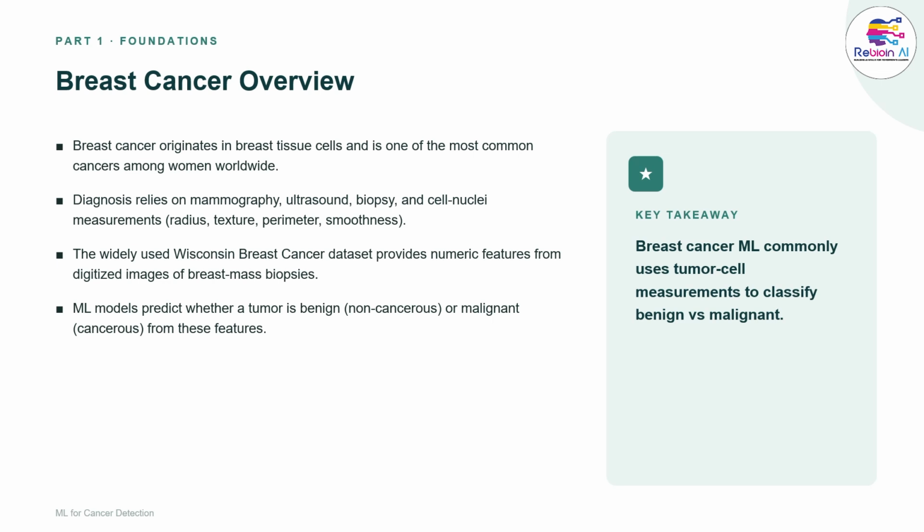Let's consider this. Picture two circles on a paper. One is smooth and perfectly round, roughly what a benign cell nucleus looks like.